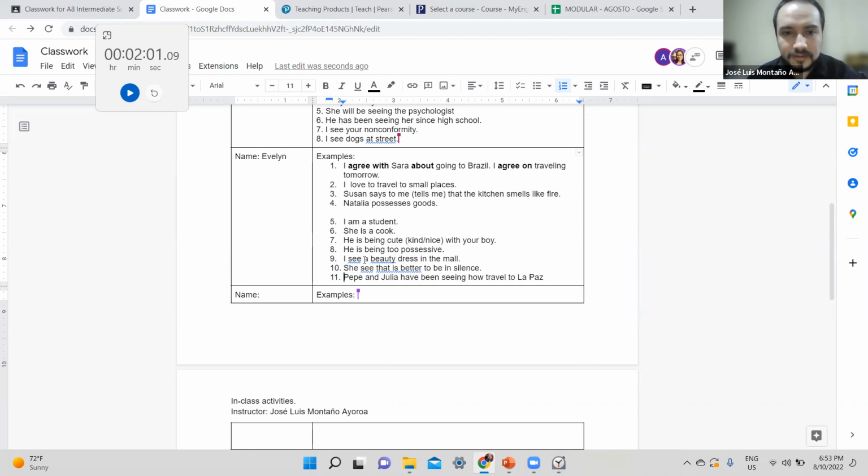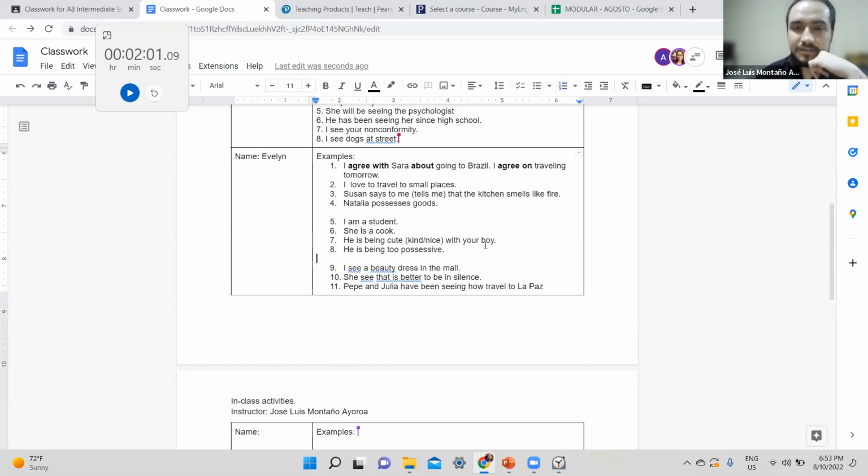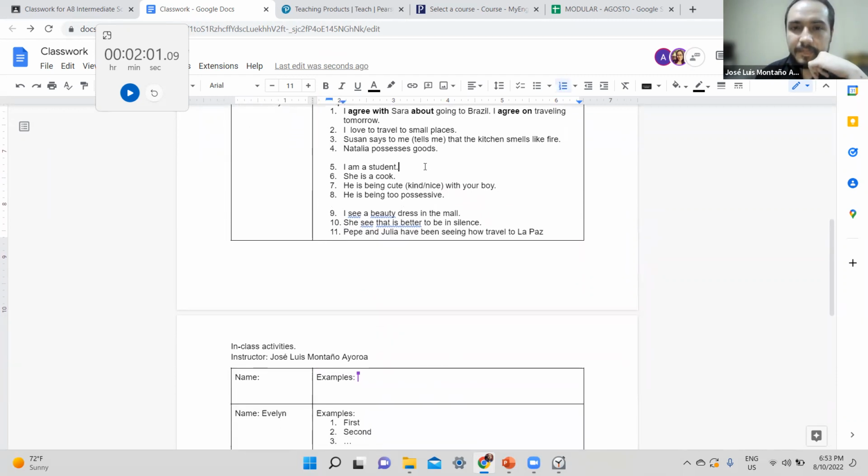All right, good. So let's read your examples, please, Evelyn. Okay. I see a beauty dress in the mall. She see that it's better to be in silence. Pepe and Julia have been seeing how to travel through La Paz.